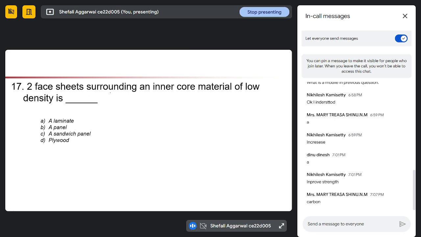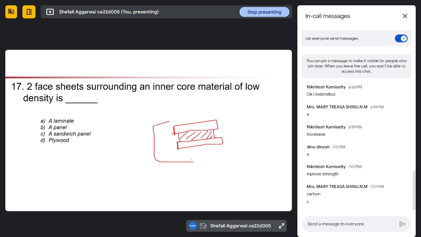So the next question is: a two-phase sheet surrounding an inner core material of low density will be called a laminate, a panel, a sandwich panel, or plywood. So we are talking about a two-phase sheet surrounding an inner core material. This is called as, from the image itself, you can guess what it can be called. C, correct. So it is a sandwich panel.